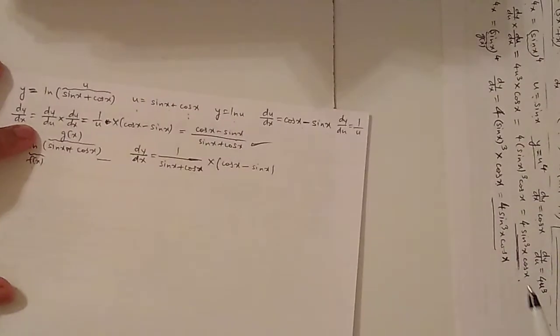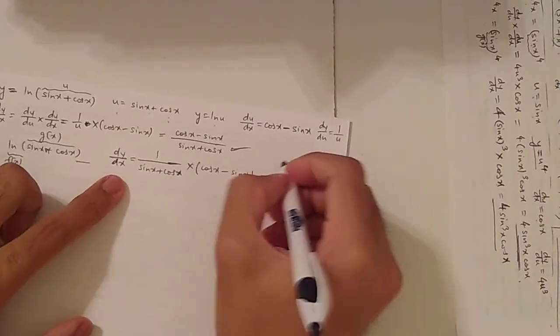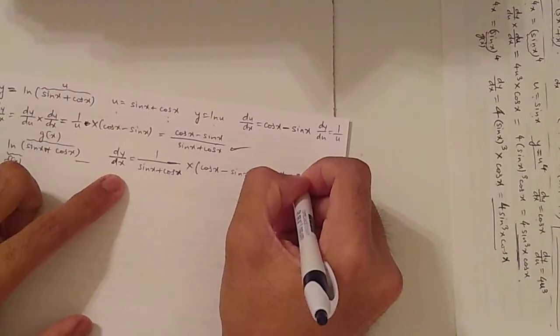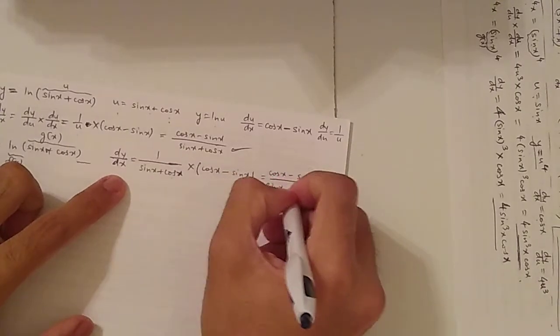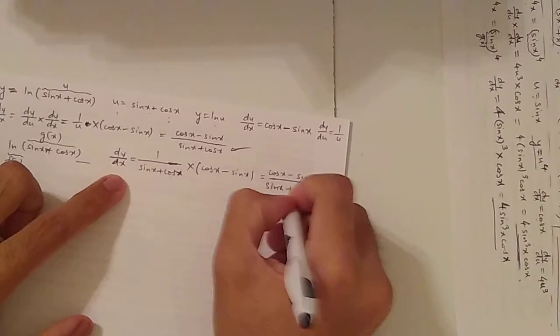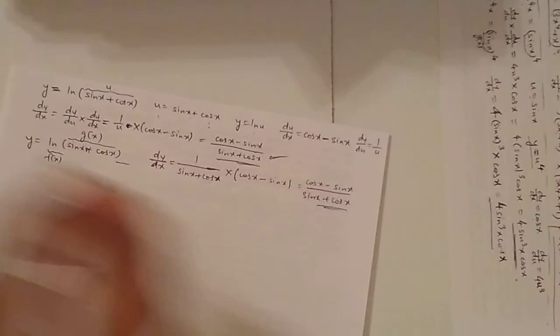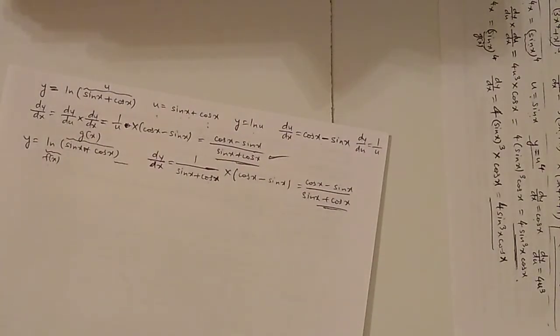Okay, that's it. We're done with the differentiation. Simplifying the notation that you are using, cos x by sin x divided by sin x plus cos x. Notice in both cases you get the same answer, cos x minus sin x divided by sin x plus cos x.